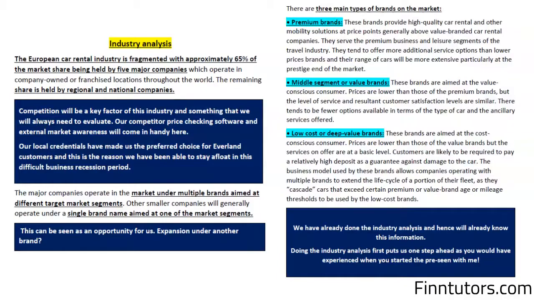The three main types of brands on the market. The first is the premium brands. Now, these brands provide high quality car rental and other mobility solutions at price points generally above value branded car rental companies. They serve the premium business and leisure segments of the travel industry. So, this is something that we do. They tend to offer more additional service options than lower price brands do. Then there are middle segments. These brands are aimed at value conscious customers.